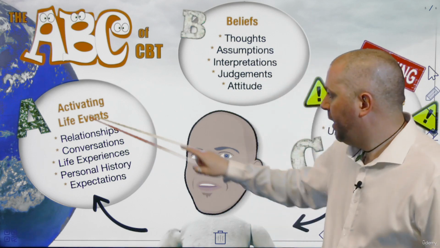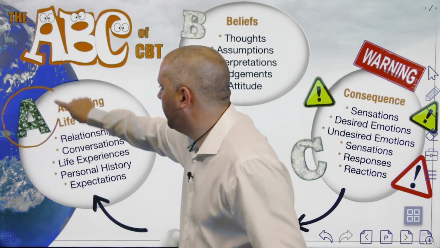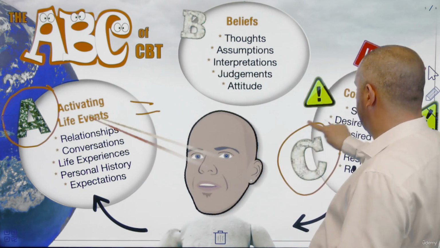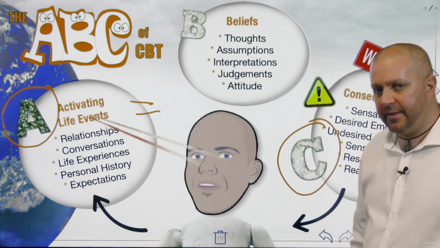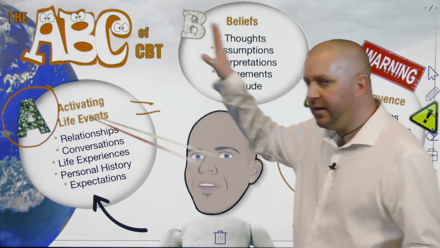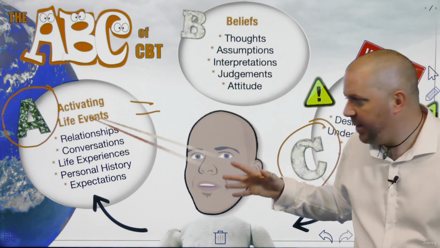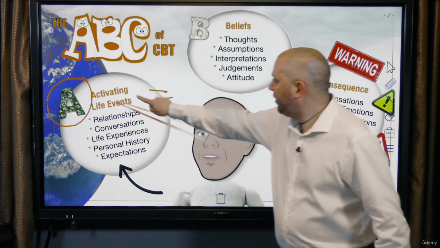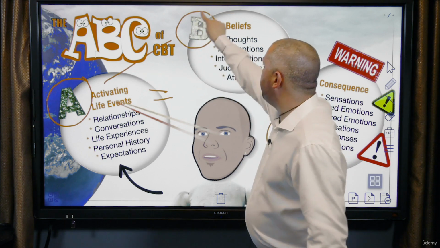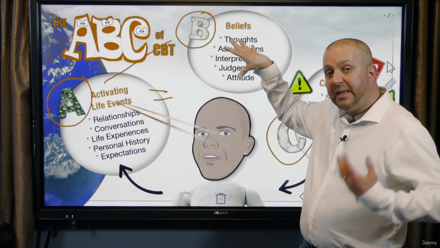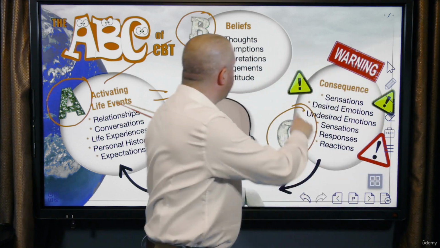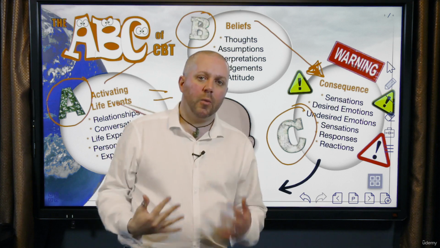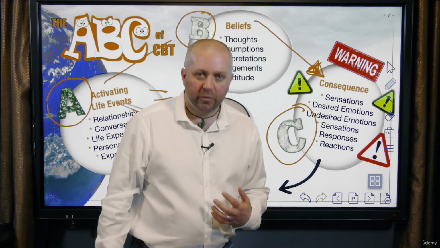What most people do is they say A equals C. A equals C. But it doesn't work like this, all right? This is the natural process of our human experience. We have activating life events. Stuff happens to us. But it's how we interpret these events, B, what we go on to believe or what belief we're operating out of, that ultimately then determines the consequence, how we go on to feel or how we go on to act or behave or habitually respond.